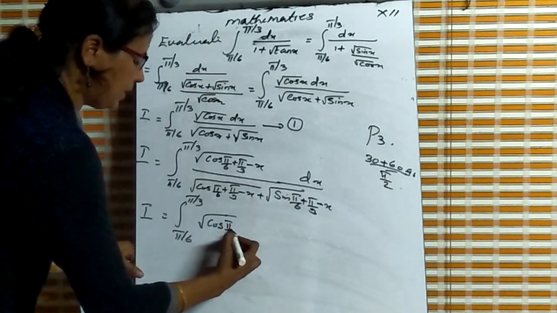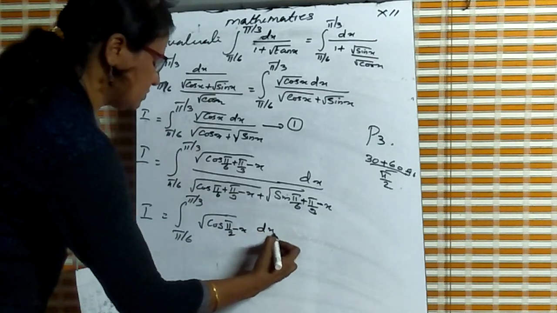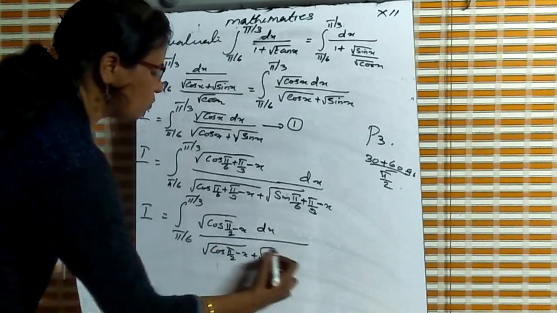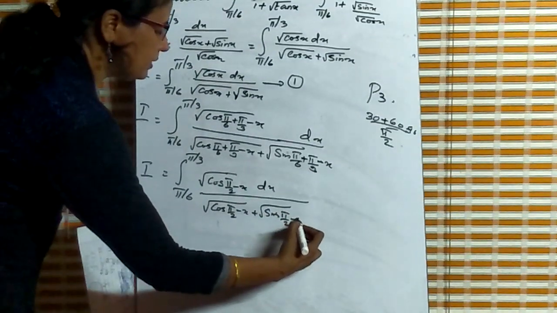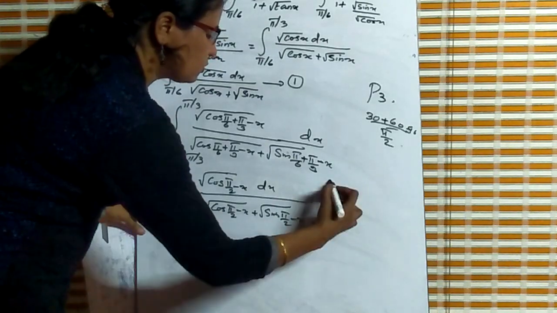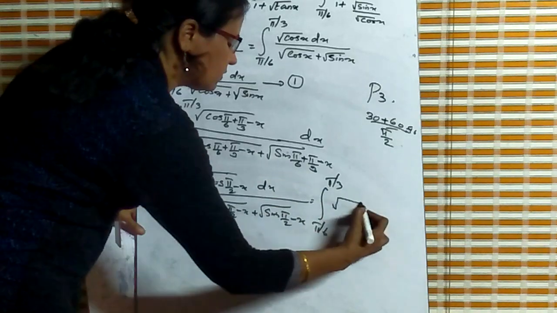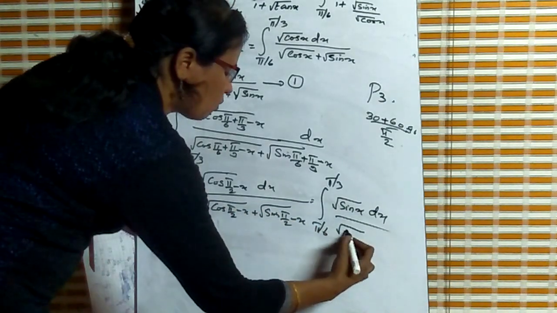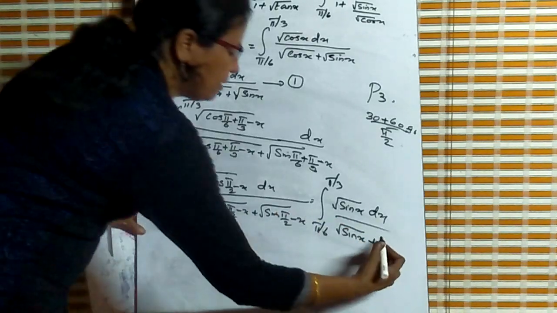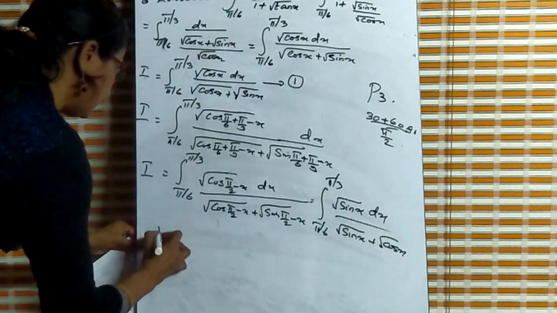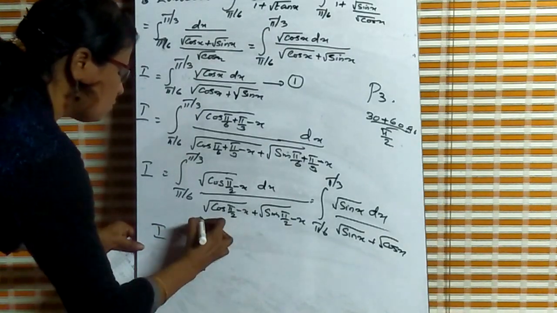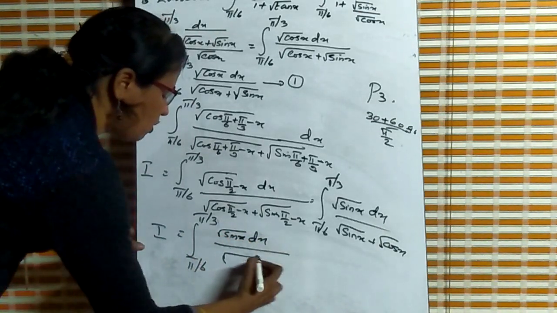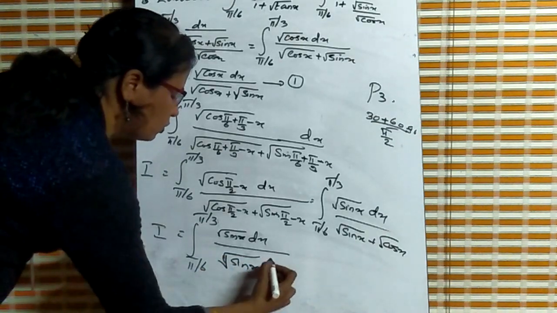Next step: the integral from pi by 6 to pi by 3 of cos(pi by 2 minus x) dx divided by root of cos(pi by 2 minus x) plus root of sin(pi by 2 minus x) is equal to the integral from pi by 6 to pi by 3 of square root of sin x dx divided by square root of sin x plus square root of cos x. Therefore, I is equal to the integral from pi by 6 to pi by 3 of square root of sin x dx divided by square root of sin x plus square root of cos x.